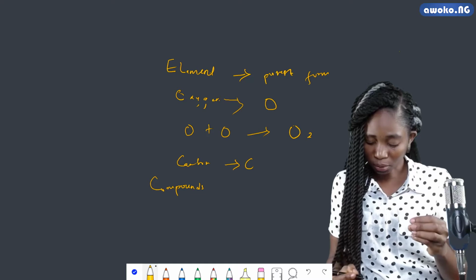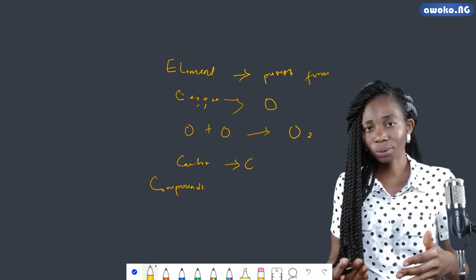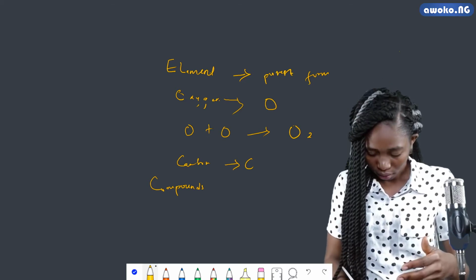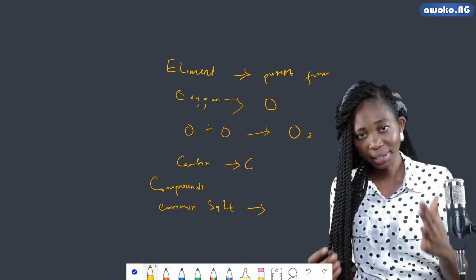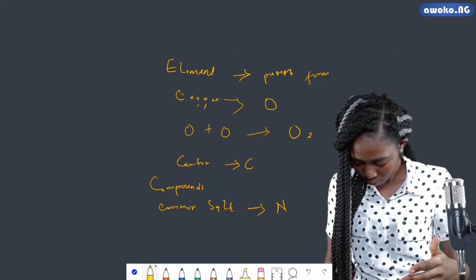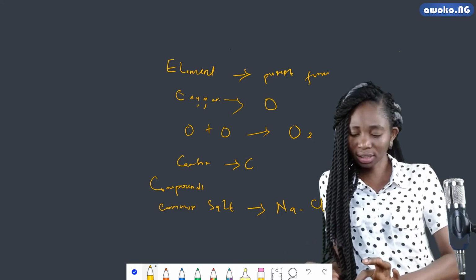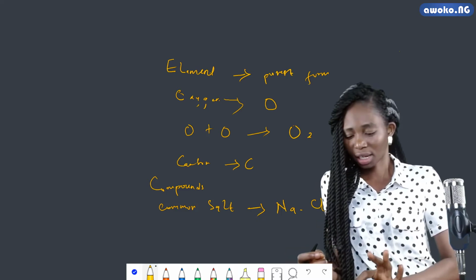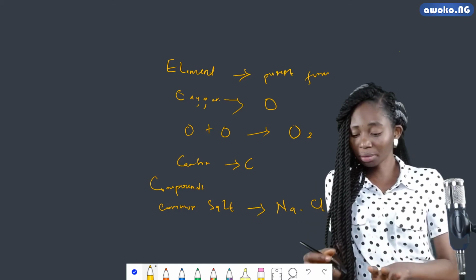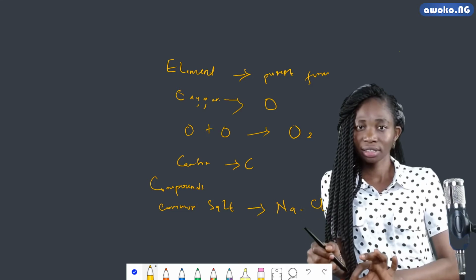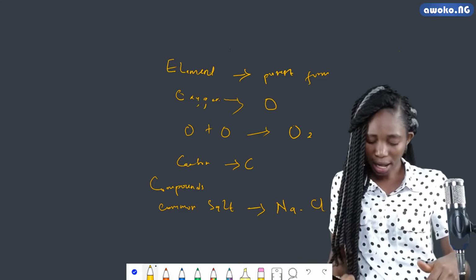So let's say, for instance, we have our common salt, which is sodium chloride. Our common salt is formed basically from two elements. We have sodium and then we have chlorine. So this is the sodium atom and this is the chlorine atom taking part in the reaction. But you still remember that sodium is an element, right? So what takes part in the reaction are those individual particles which we refer to as atoms.